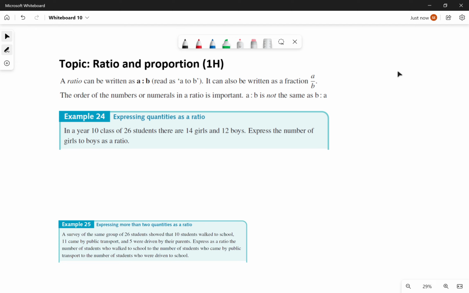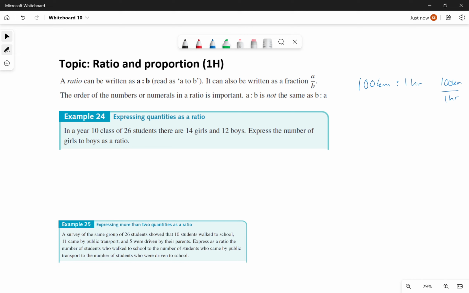Alright, so we're going to look at ratio and proportion. Now you've probably heard a lot of ratios or rates in day-to-day life. So if you think about how fast a car travels, so maybe they're traveling at 100 kilometers per hour. So you can write that 100 kilometers per 1 hour. It can often be written as a ratio as well. 100 kilometers over 1 hour.